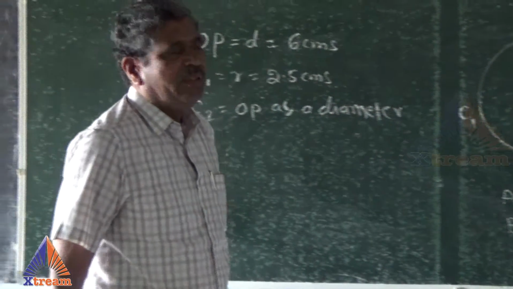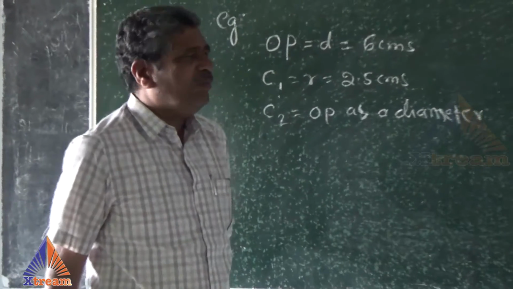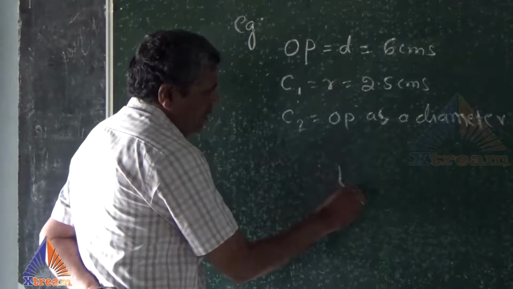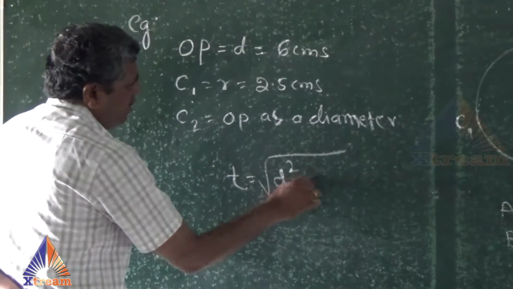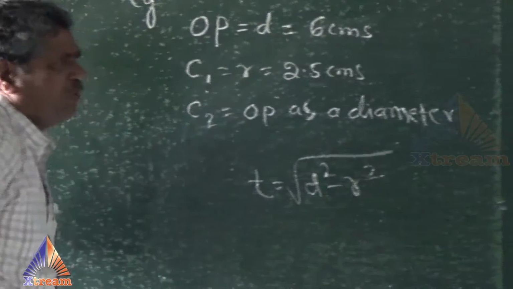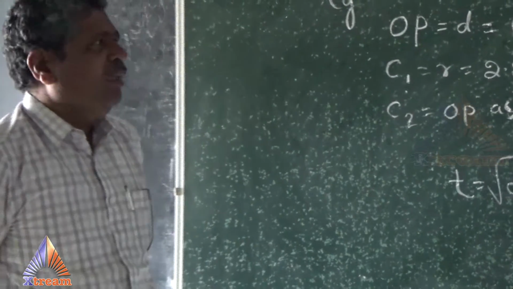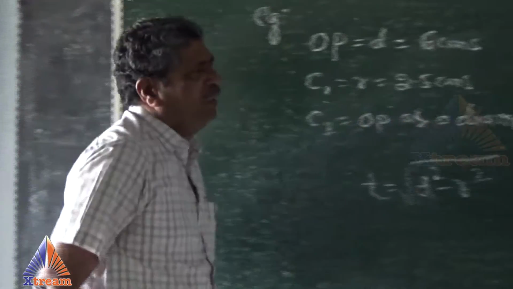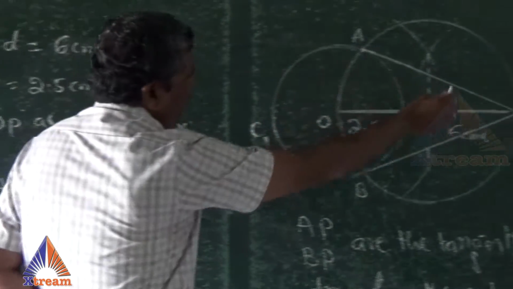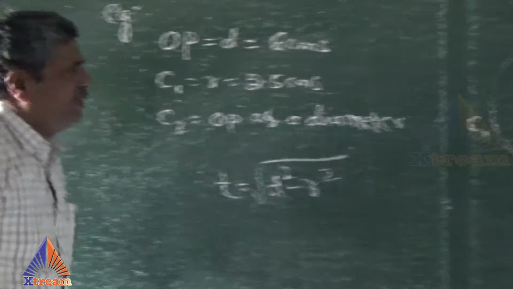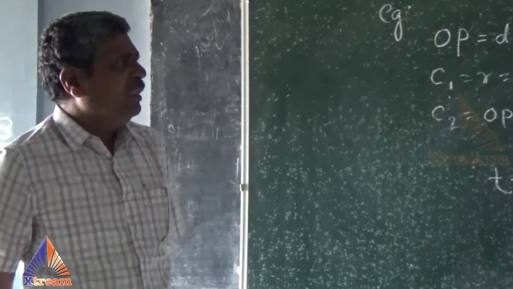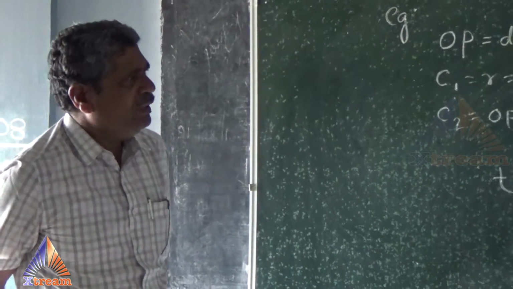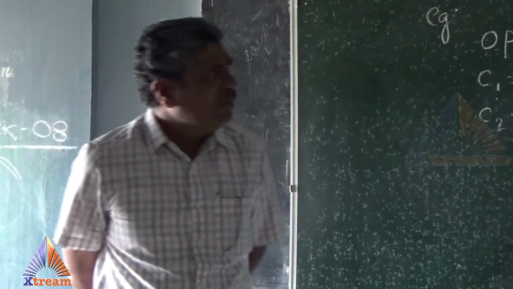Then you can measure the length of the tangent by using the formula T equal to square root of d square minus r square. So you can measure the length of AP and BP, and then calculate using the formula to find the length of the tangent. So this is one of the problems.